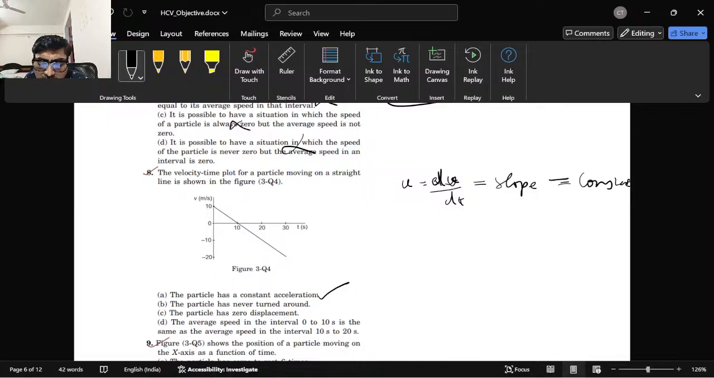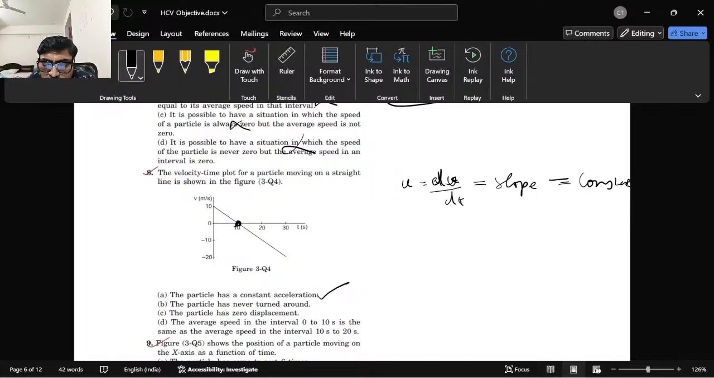Particle has never returned ground. Particle has never returned ground, meaning how is it going? Never returned around. Okay, sorry. So yes, it is returning around there. You see here, at 10 seconds, just before 10 seconds it has positive velocity, just after 10 seconds it has negative velocity, meaning it has changed the direction.